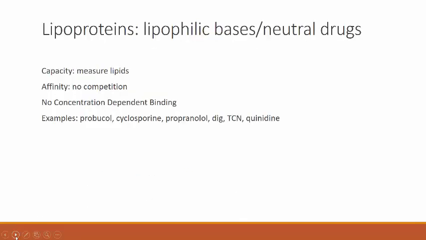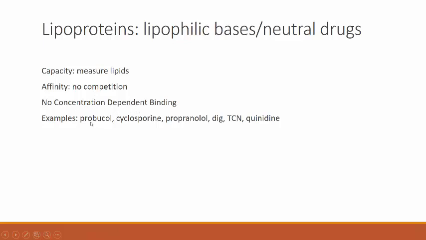Finally, lipoproteins. Lipoproteins are the least important protein binder of drugs in plasma. They will bind lipophilic bases and neutral drugs. To figure out the capacity, you measure their lipids. There's no competition here, so you can't have love triangles. There's no concentration-dependent binding, so that makes it a lot easier.